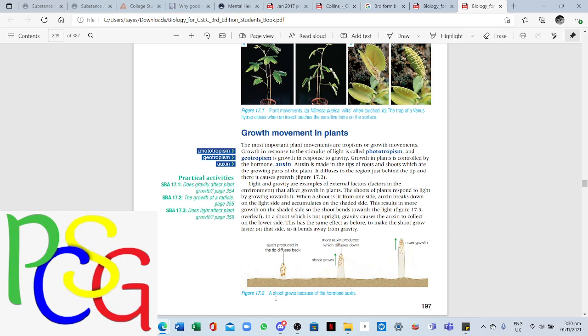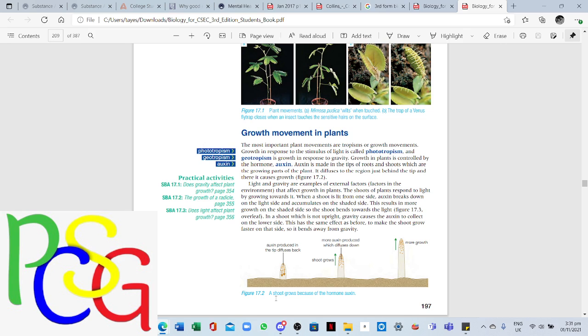When the shoot is lit from one side, the auxin breaks down on the light side and accumulates on the shaded side. As a result, you would see more growth on the shaded side, which would lead to the shoot bending towards the light.